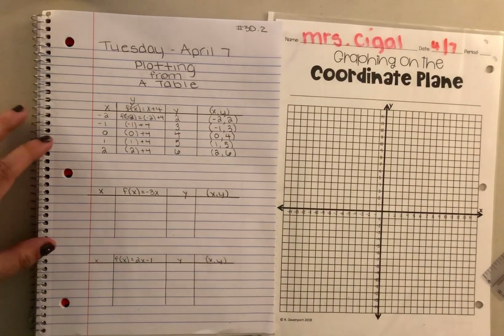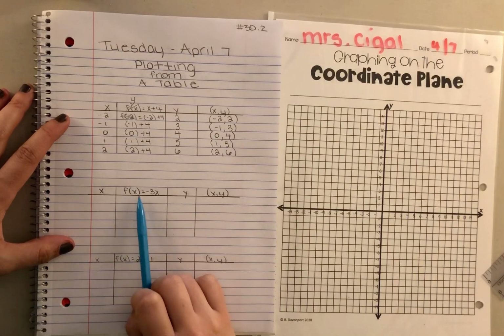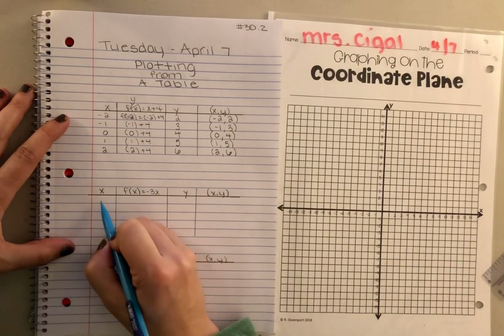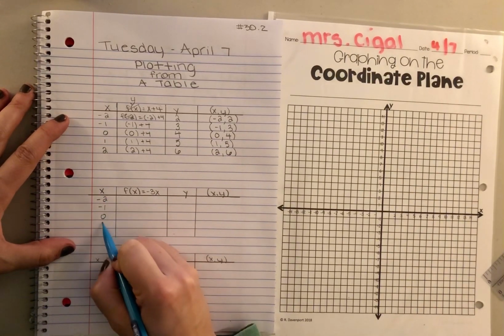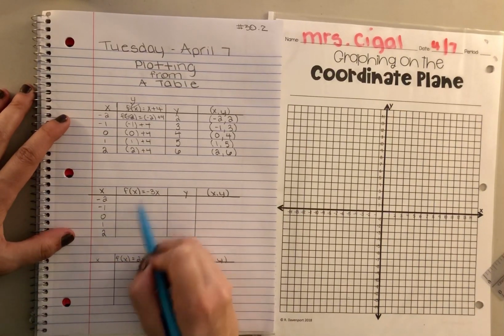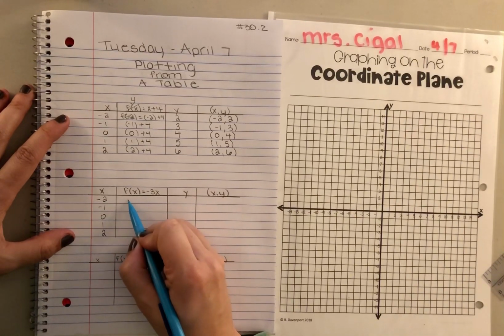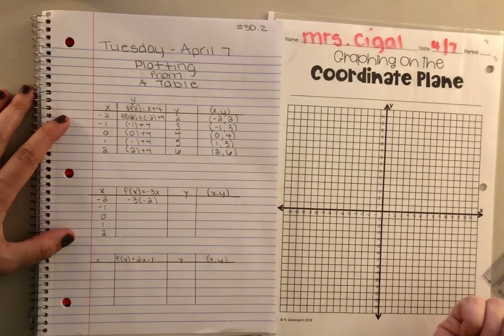All right. Our next problem, we have this function f of x is equal to -3 times x. So we're going to pick some values. Let's just pick the same ones, -2, -1, 0, 1, and 2. We're going to evaluate this function when x is equal to all these values. So for the first one, I have -3 times -2.